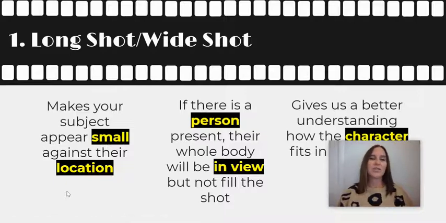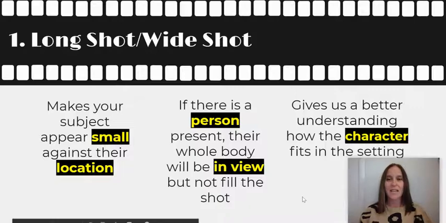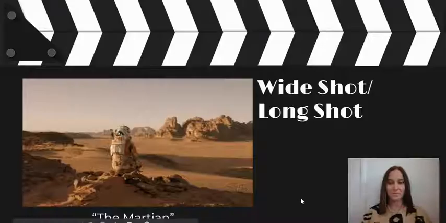All right, so the first shot we're going to talk about is a long shot, also known as a wide shot. If you're using these kinds of camera shots, it's going to make your subject appear small against their location. If there is a person present, their whole body will be in view, but will not fill the shot. It gives us a better understanding about how the character fits in the setting.